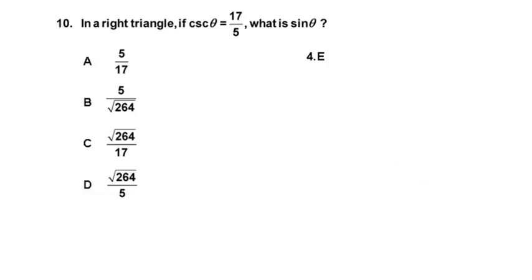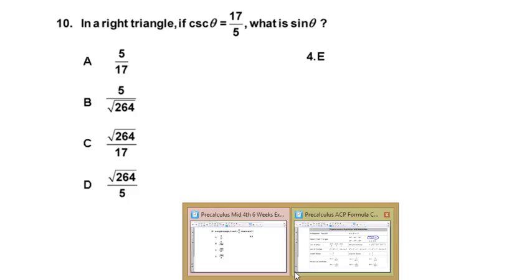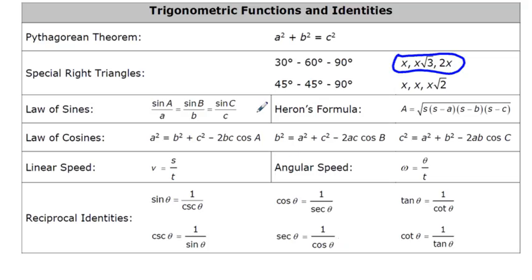Next, in a right triangle, if cosecant theta equals 17/5, what is sine theta? Now this is one of the easiest ones on this test. It's almost embarrassing. If you go here, what do you see about a relationship between sine and cosecant? They are reciprocals of each other. Sine theta is 1 over cosecant theta, and cosecant theta is 1 over sine theta. So they are reciprocals of each other.